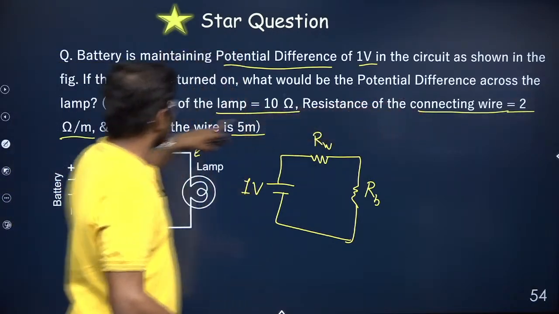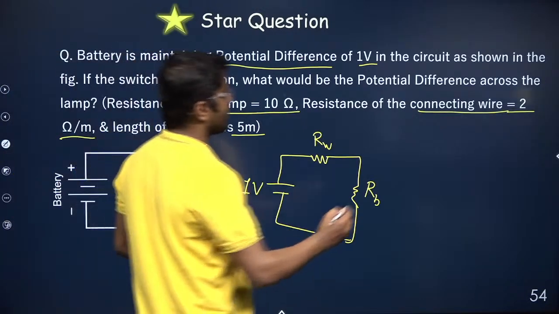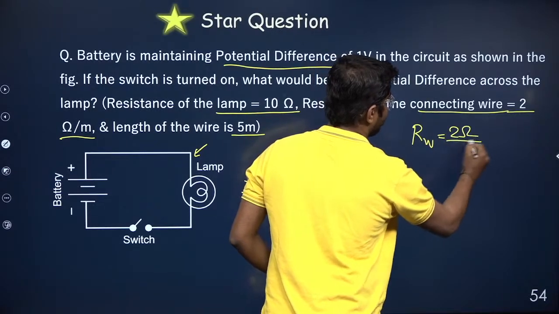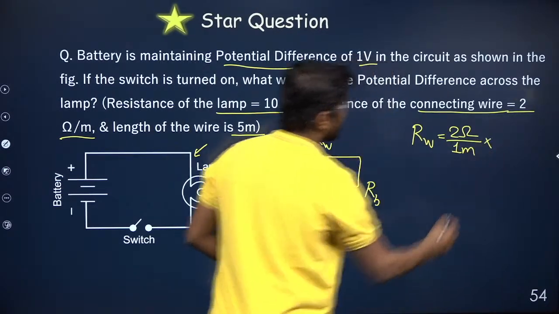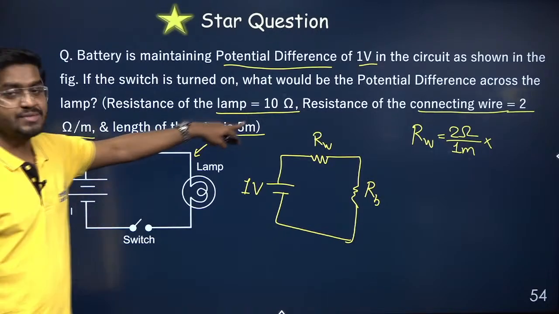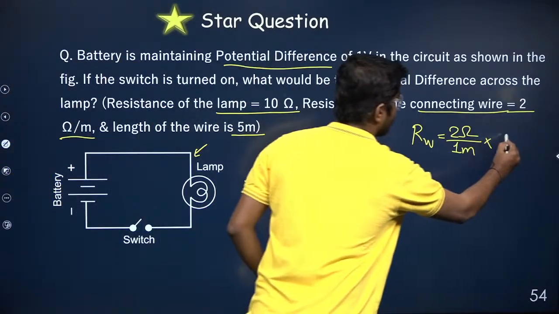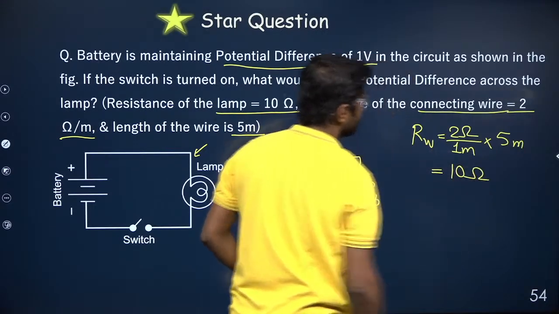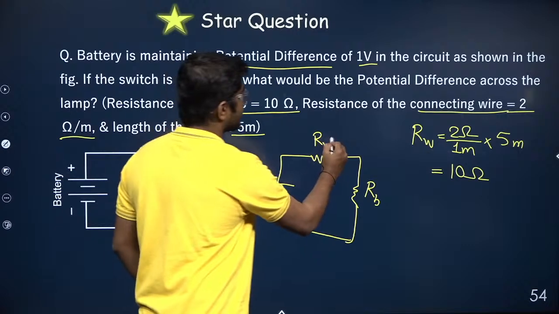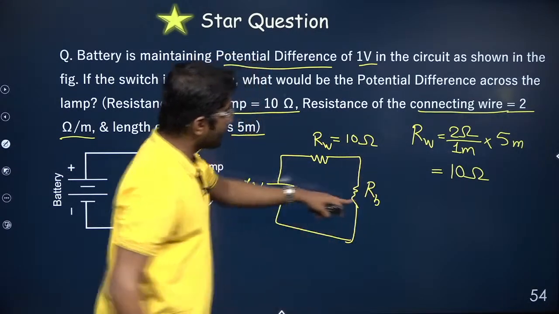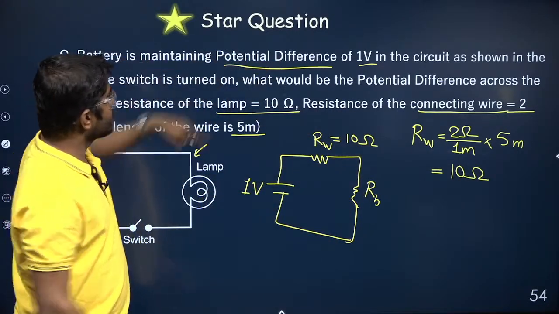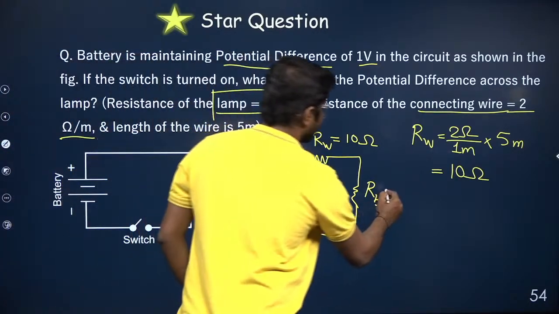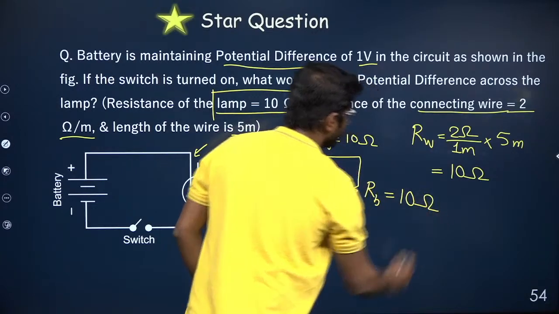Resistance of the connecting wire is 2 ohm meter, 2 ohm per meter. So resistance of the wire is 2 ohms divided by 1 meter. But what is the total length? Length of the wire is 5 meters. So I have to multiply this by 5 meters. So what is the total resistance? It is 10 ohms. So resistance of the wire is 10 ohms. And what is the resistance of the bulb? Resistance of the bulb or the lamp is given as 10 ohms, correct? So resistance of the bulb is 10 ohms.